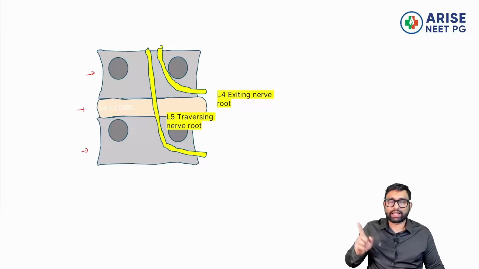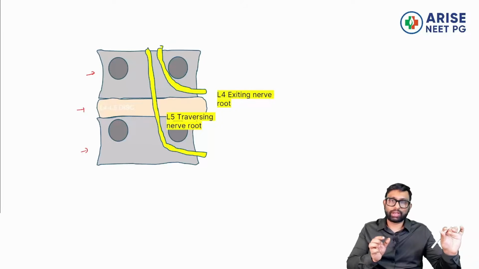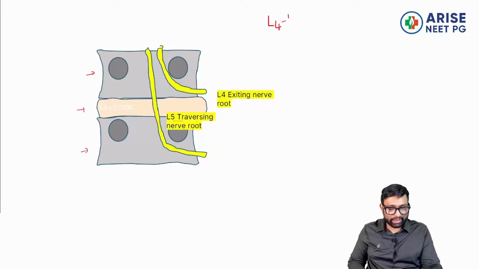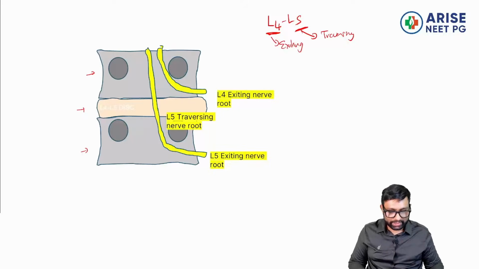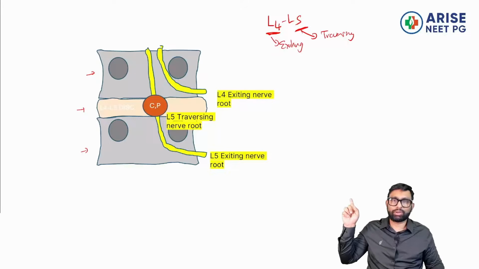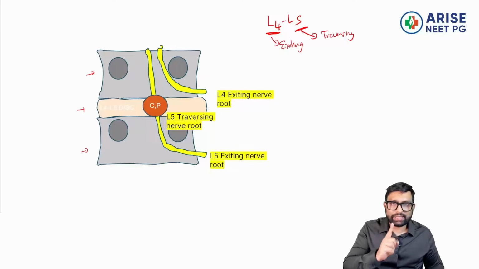And L5 is a traversing nerve root. So at every level, you have one exiting nerve root and one traversing nerve root. And commonly, if it is an L4, L5 disc, the first digit will be the exiting nerve and the second digit will be the traversing. So let's take an example. Say an L2, L3 disc. L2 will be exiting, L3 will be traversing. Okay, that's how you will remember this. Now, why is this important? Because if there is a disc that comes out where I have written C and P, a disc that comes out centrally or paracentrally, which nerve root is it pressing on?